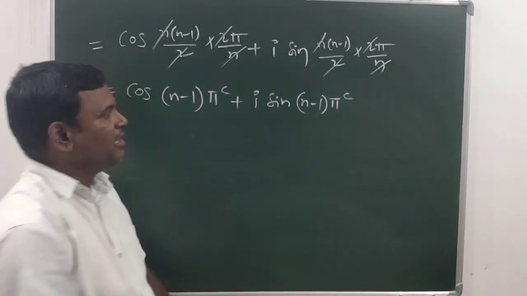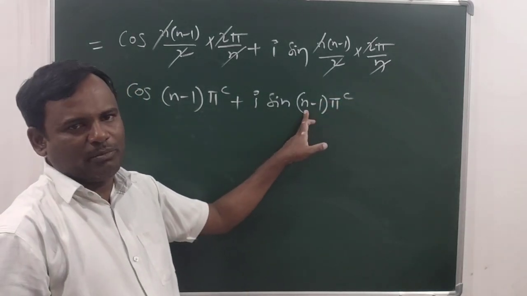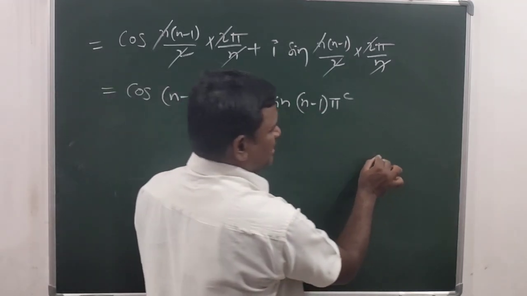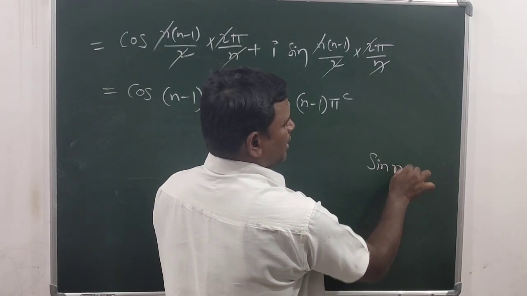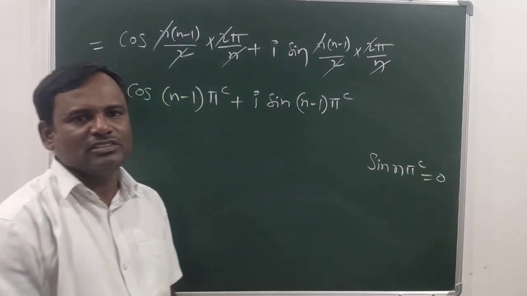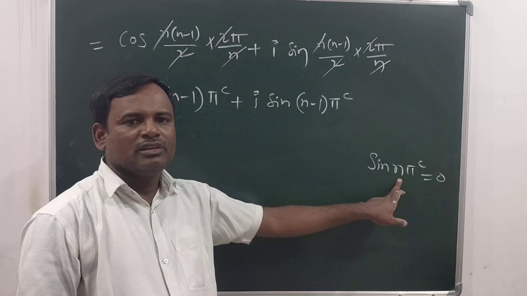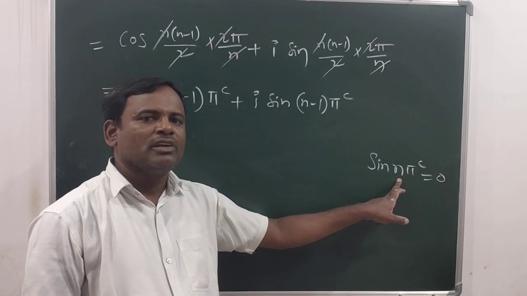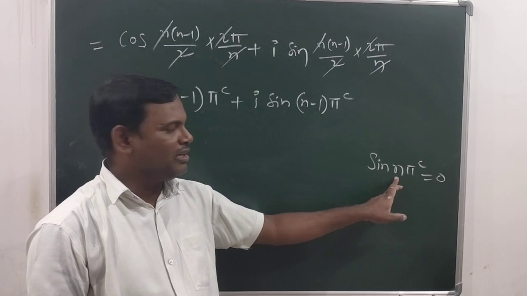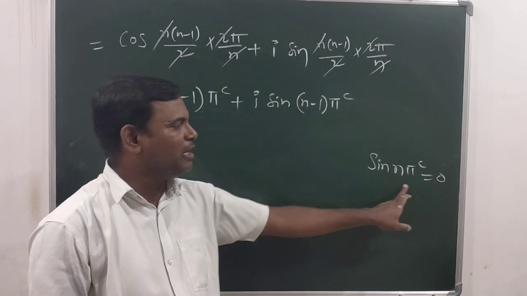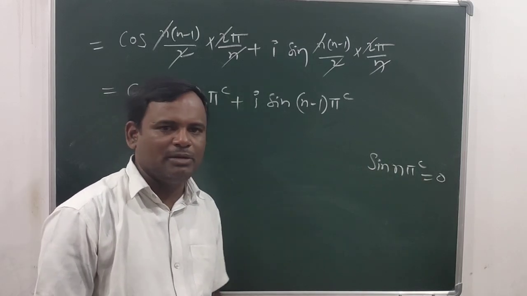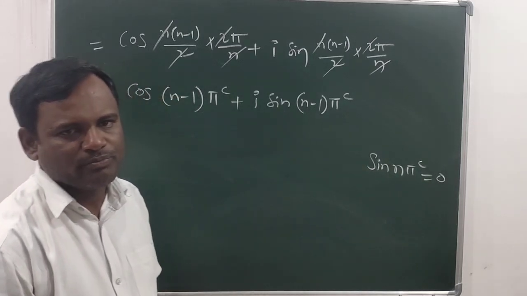Students, here n is any natural number. On simplifying this, you will get sin n pi. As you learned, sin n pi is 0. In the trigonometric equations chapter, you learned the general solutions of sin x equal to 0, x equal to n pi. So here, replace that x by n pi, sin n pi becomes 0, where n belongs to any integer, either positive or negative or 0.